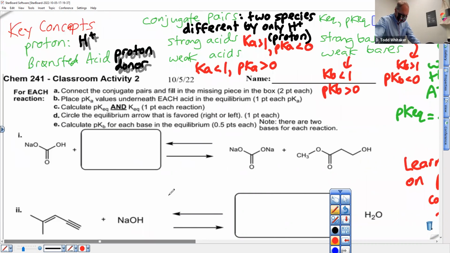Okay. So what do we do in this question? This is a major page on this exam. This is just 2/3 of the page. We're supposed to connect the conjugate pairs and fill in the missing piece in the box. There's a step 0 that you should do. It won't ever be written down. Step 0. Cross off spectator ions first.